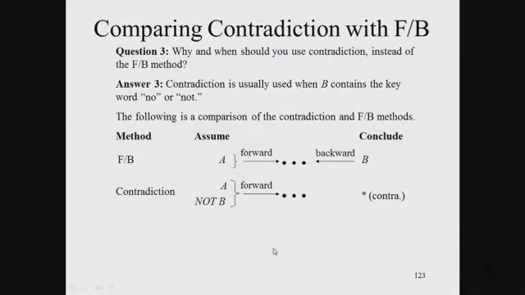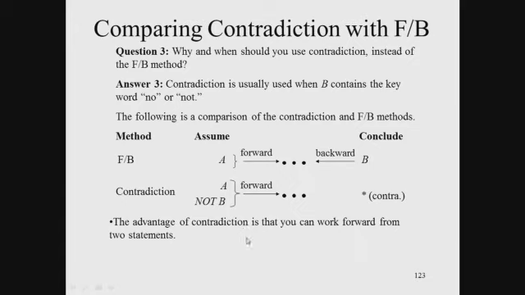And there is no backward method? Well, that raises the next question. Good observation. By looking at this diagram, can you see a potential advantage of contradiction over forward-backward? There are 2 places to work forward from? There are 2 statements to work forward from as opposed to 1 in the forward-backward method. Exactly. The advantage of the contradiction method is that you can work forward from 2 statements, namely A and not B. That's the advantage. However, there's a potential disadvantage of the contradiction method.